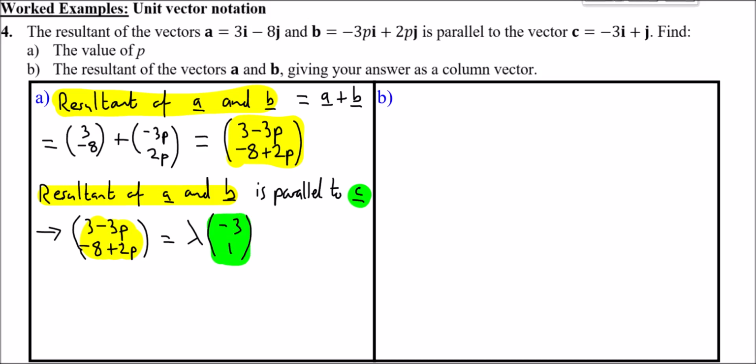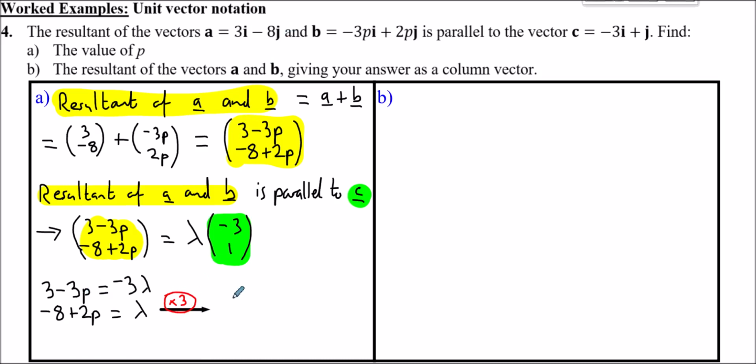So we can now generate simultaneous equations from this. Looking at the tops, we have 3 minus 3p must equal minus 3 lambda, and on the bottom, minus 8 plus 2p must equal lambda multiplied by 1, which is just lambda. We're not interested in lambda, we're interested in p. We can eliminate lambda by taking the bottom equation and multiplying it all by 3, and then adding both top and bottom equations together.